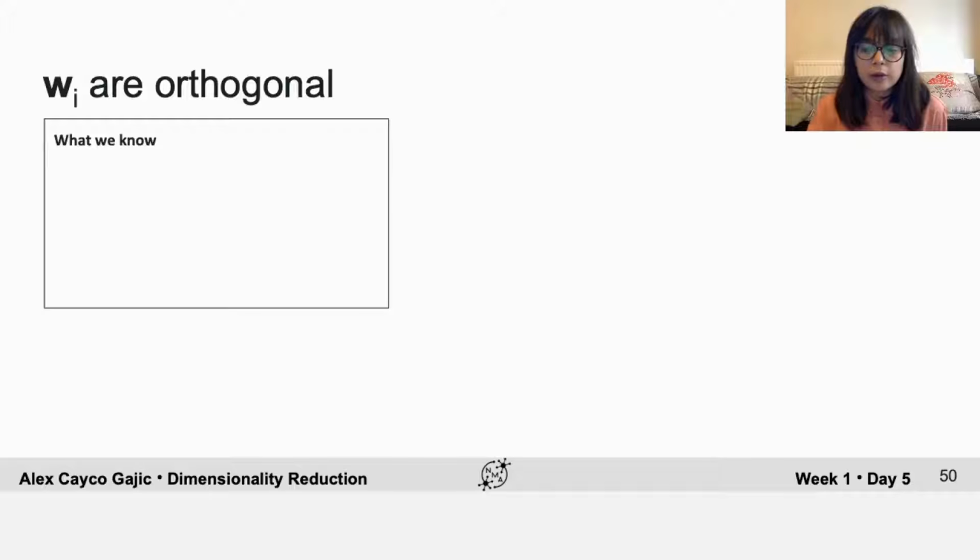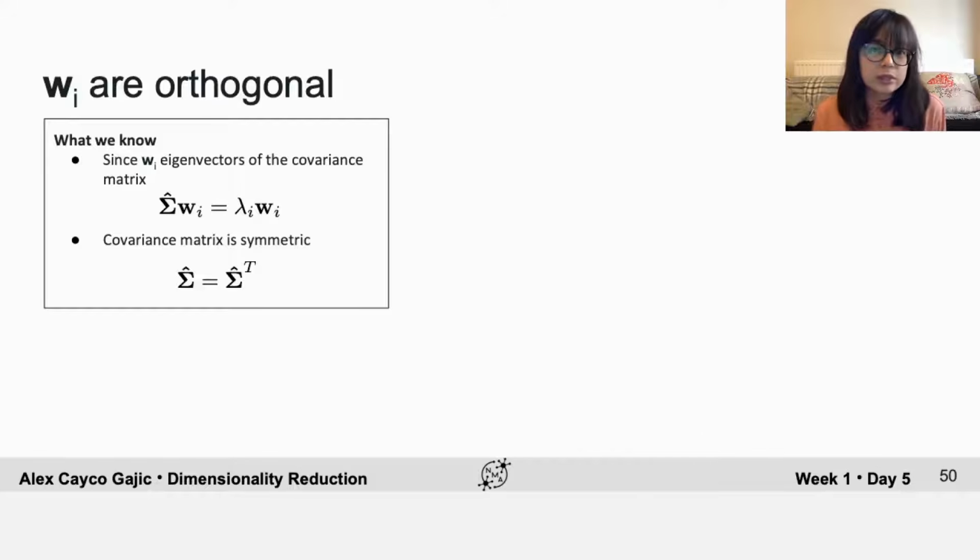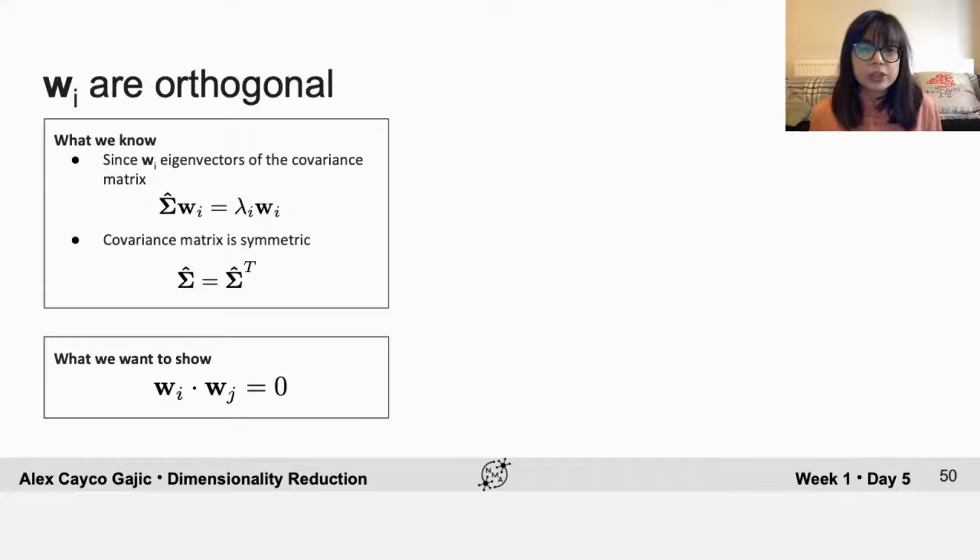So we know that the Wi are eigenvectors of the covariance matrix. Therefore, sigma Wi is equal to lambda i Wi. And we also know that the covariance matrix is symmetric, so it's equal to its own transpose. And we want to show that the Wi are orthogonal to each other, therefore Wi dot Wj is equal to 0. To show this, I'm going to first consider the expression lambda j times Wi dot Wj.